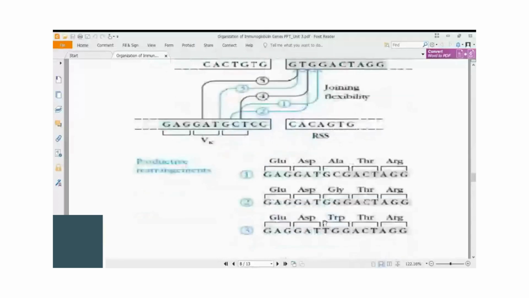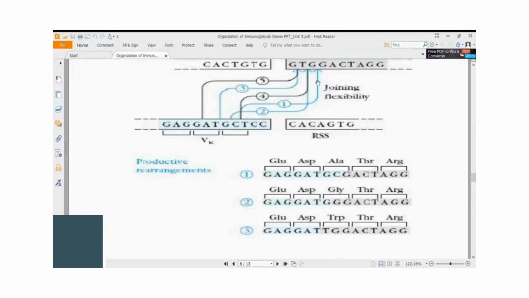Now let us take the third one. The third recombination is here. GAG is there, GAT is there. Then the recombination has taken place from here. That is TCG, so it has combined from here to here. This is deleted. So TCG comes from here. Then following that will be the next sequence. After that will be the ACT. It is not TCG, it is TGG. Then the ACT and AG.